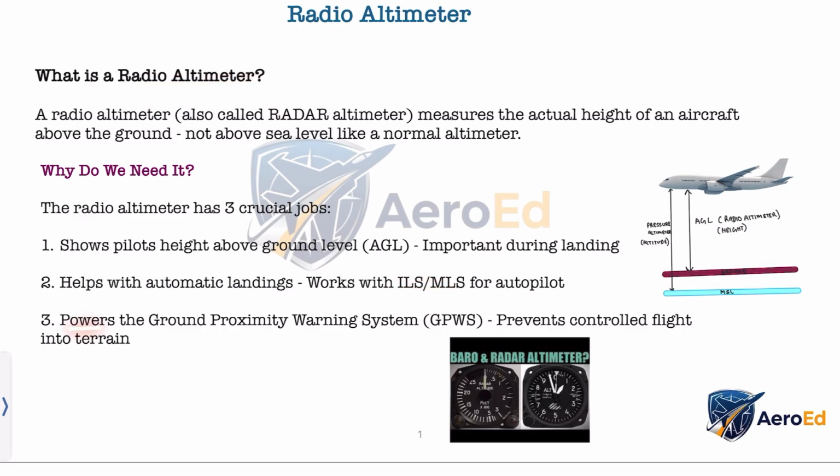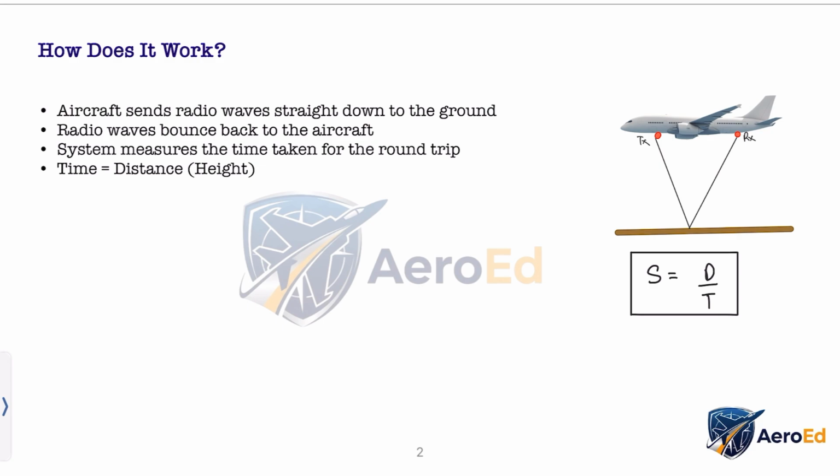The next point says that it powers the ground proximity warning system, which prevents controlled flight into terrain. So what is GPWS? GPWS is the ground proximity warning system, which is fitted in the aircraft, and its function is to prevent collision of the aircraft into terrain. This GPWS uses the radio altimeter to get the information, which is the height above the ground. So a very important question that should come to your mind is, how does a radio altimeter work? So let's read about it.